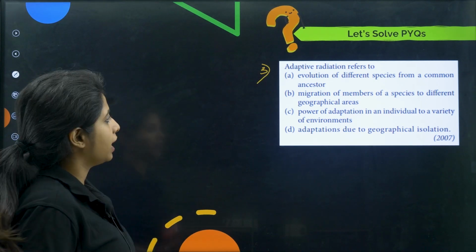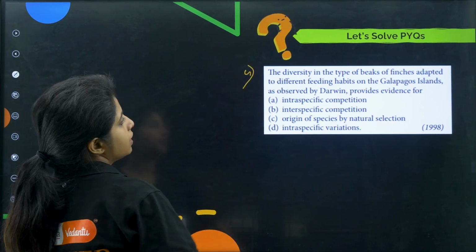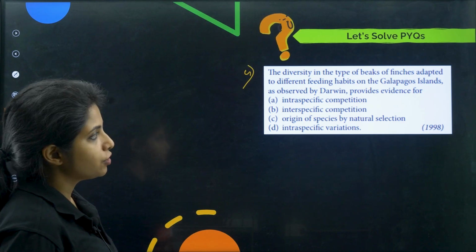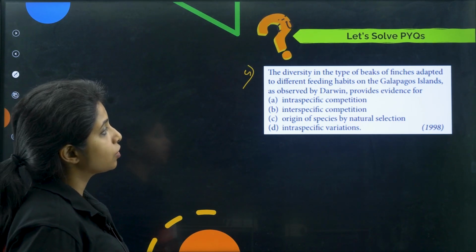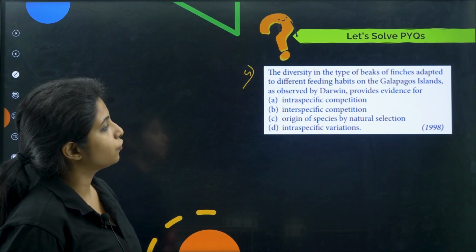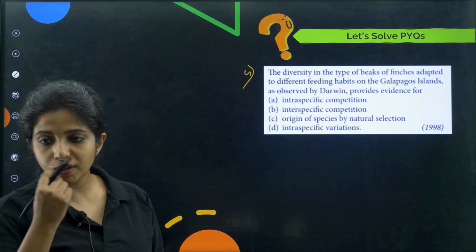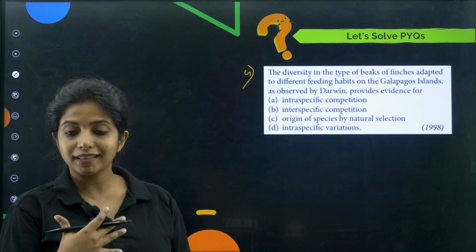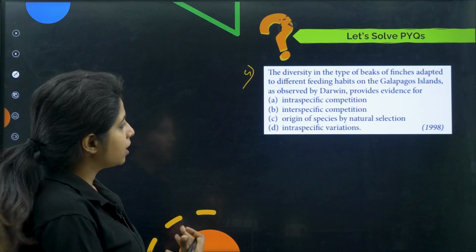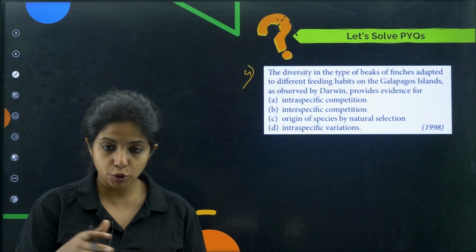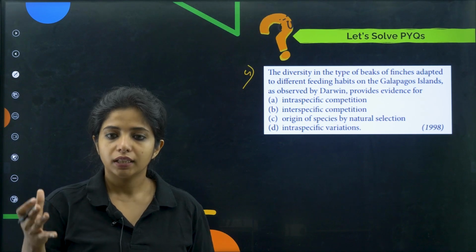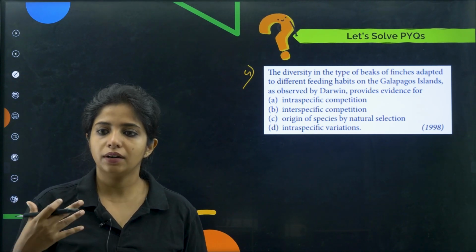Okay, going ahead, we have the fourth. The diversity in the type of beaks of finches adapted to different feeding habits on the Galapagos Islands as observed by Darwin provides evidence for what? So the diversity of beaks that you see over here, what is it acting as evidence for? Intraspecific competition. What do you mean by intraspecific competition? Within the species, there is some competition, that means intraspecific competition.